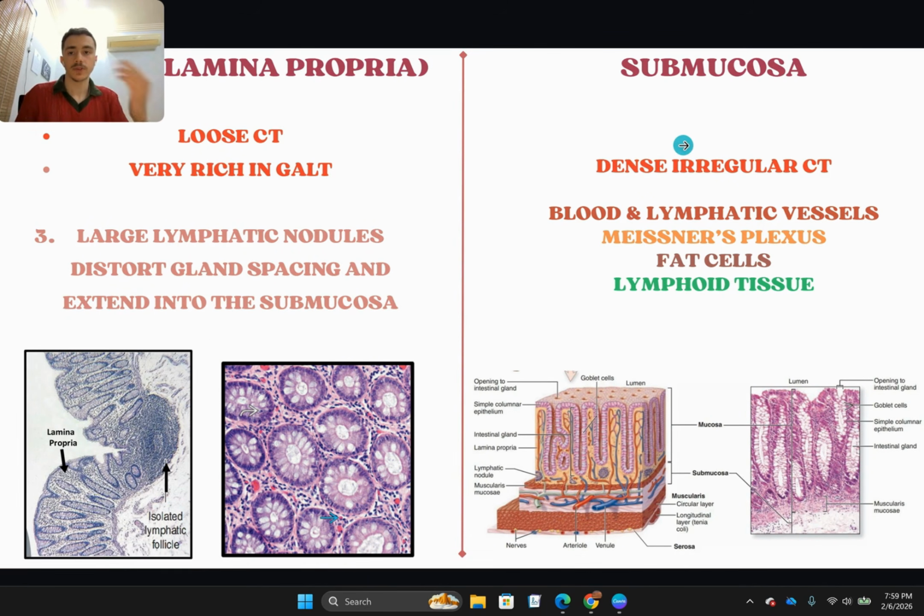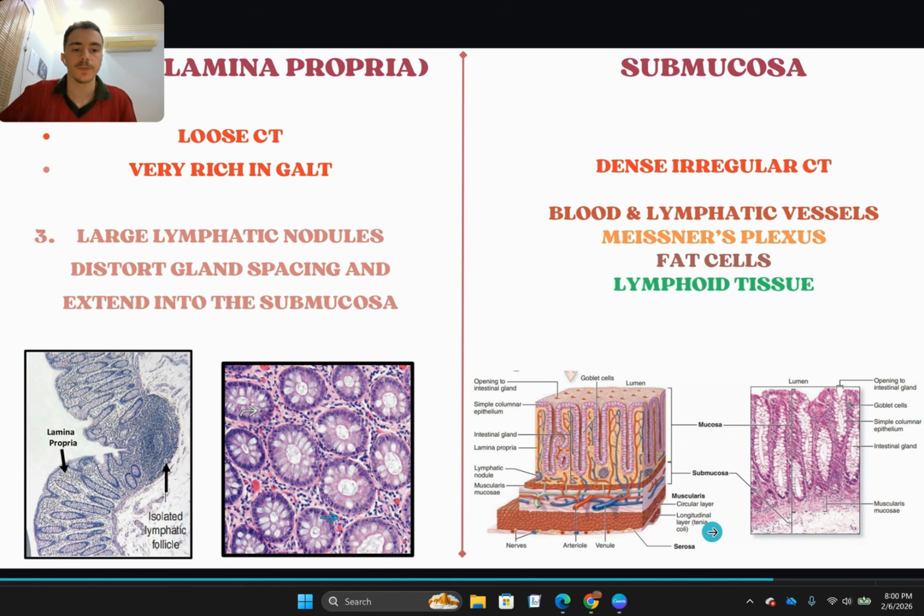For the submucosa, it's dense irregular connective tissue. It's dense, not loose. Okay, because we repeat it again and again. So sorry. So submucosa, it's dense irregular connective tissue. It also has blood and lymphatic vessels, Meissner plexus, fat cells, and lymphoid tissues, as you can see here.